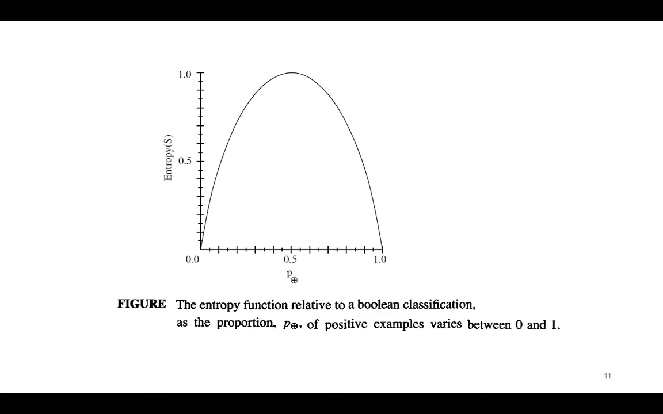Suppose p plus is 0.8, then a collection of messages can be encoded using, on average, less than 1 bit per message, by assigning shorter codes to the more likely positive examples and longer codes to the less likely negative examples. So this is the entropy part, that is, entropy measures the homogeneity of the examples.